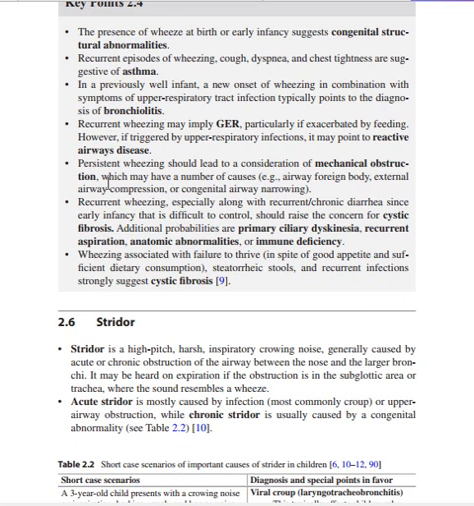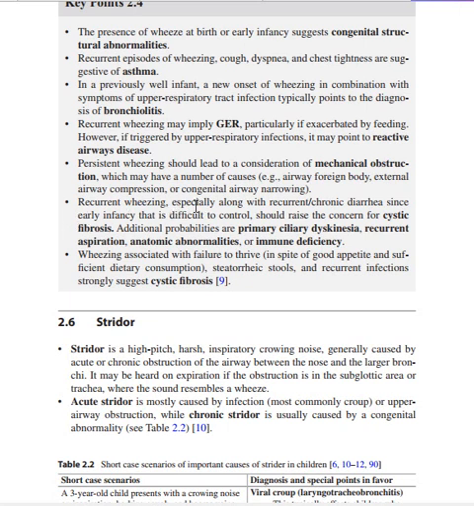So the next one now is that persistent wheezing should lead to consideration of mechanical obstruction, which may have a number of causes. So if you have persistent wheezing where medication like bronchodilators does not relieve the wheezing, you can think of a mechanical obstruction, which may be due to: number one, an airway foreign body, that is, aspiration of a foreign body; number two, external airway compression; number three, congenital airway narrowing. You can think of those mechanical obstructions.